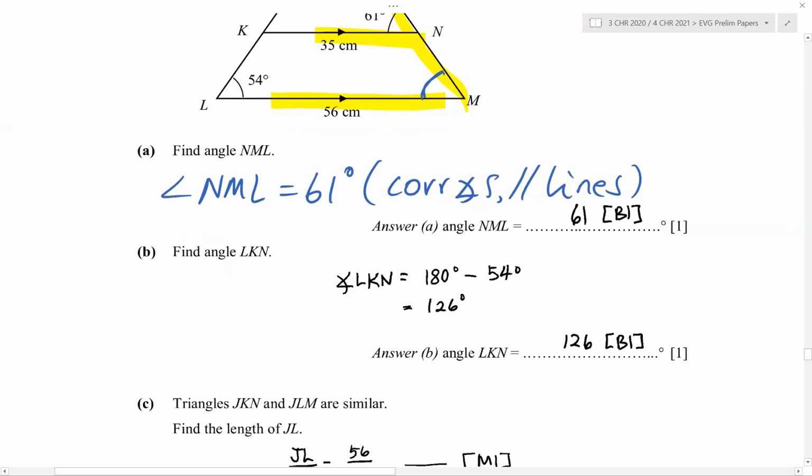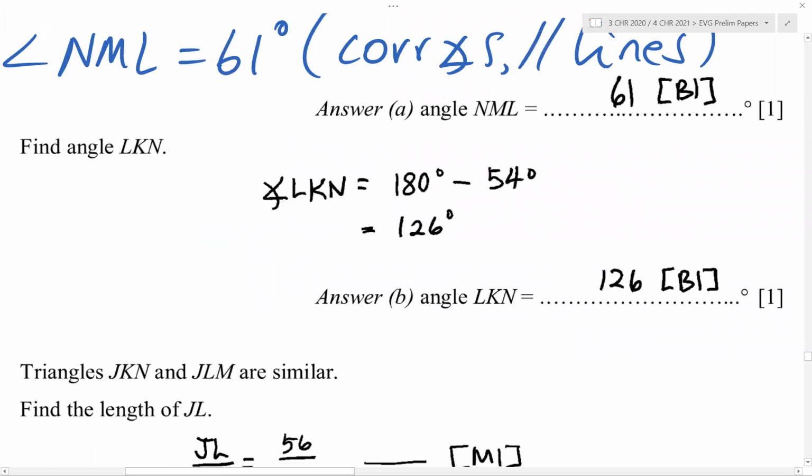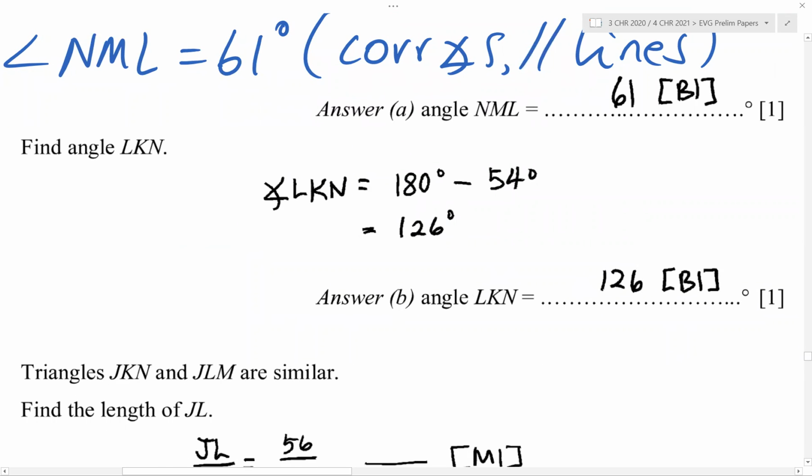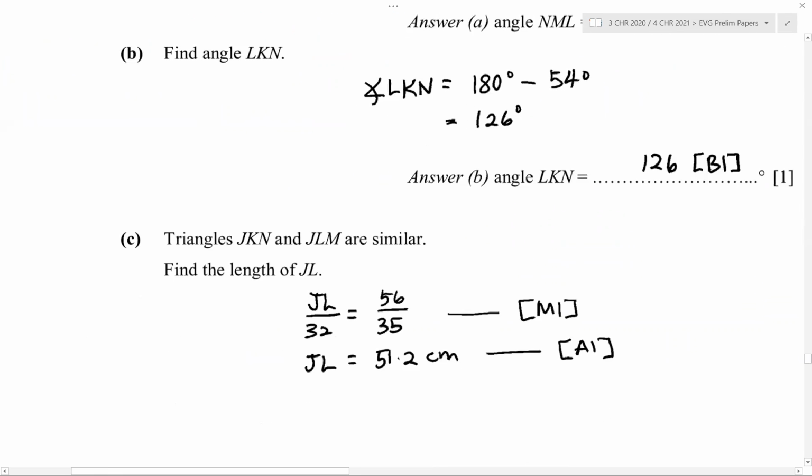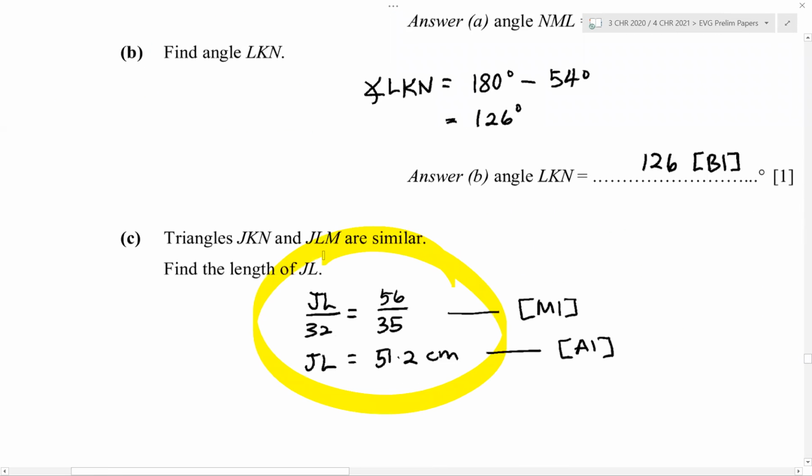Okay, next one, part B. Come on, quickly, part B. Okay, part C. And Ziguan, this is what you are talking about. Similar triangles.